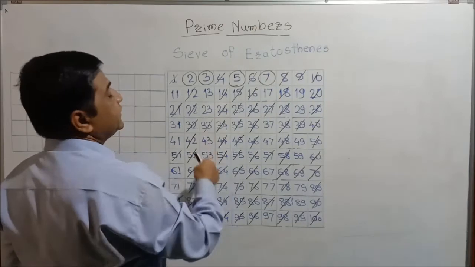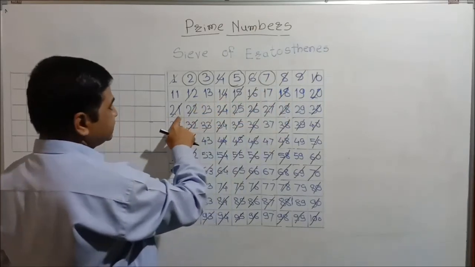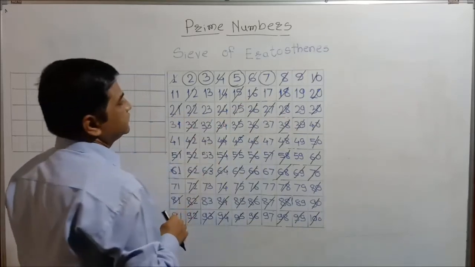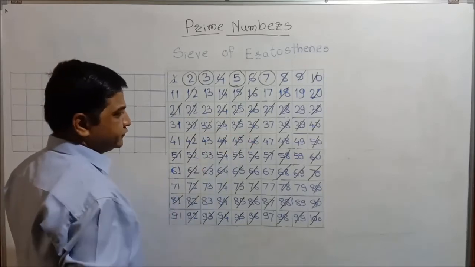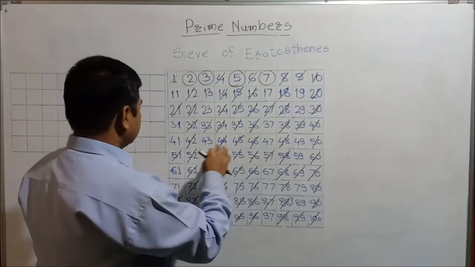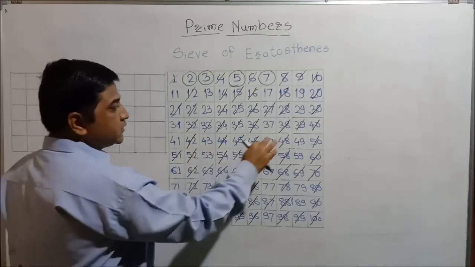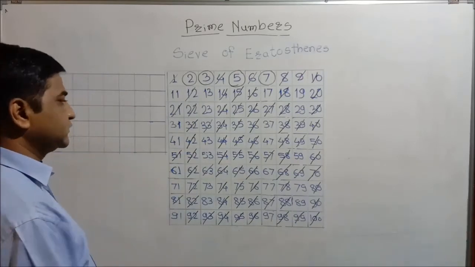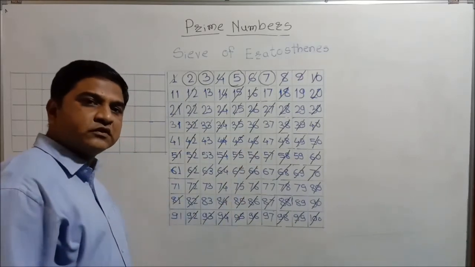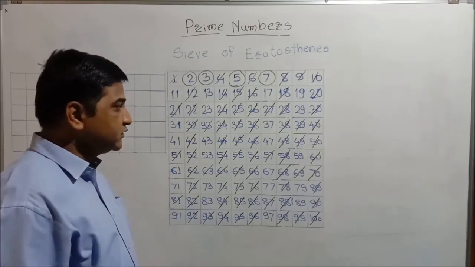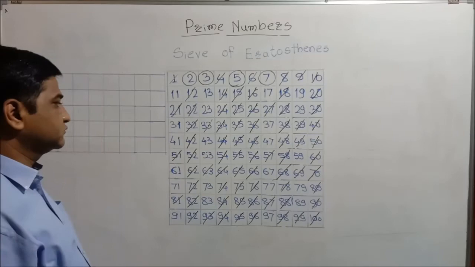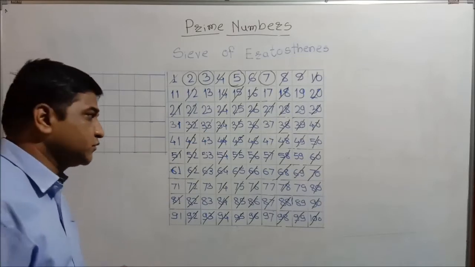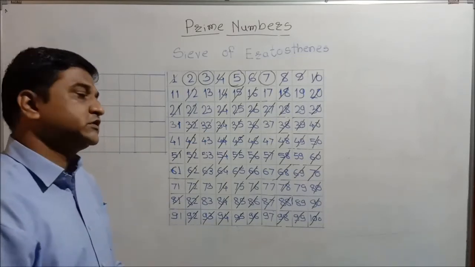7 ones are 7, then we cut 14, 7 threes are 21, then we have 28, then 35, then 42 already cut, 49, here we are cutting 49, then 56 already cut. 7 eights are 56, 7 nines are 63 already cut, 70 already crossed. Now we will not stop here, we will go for the next multiples of 7 also.